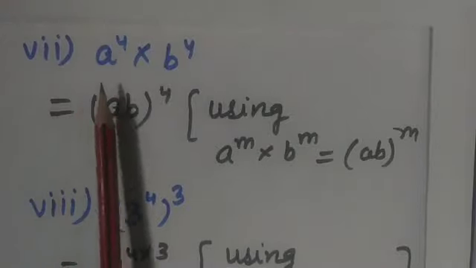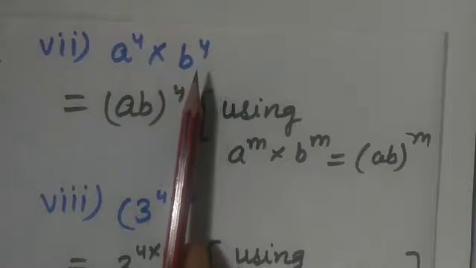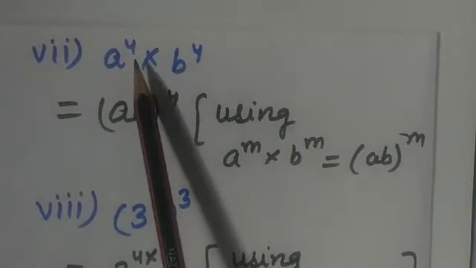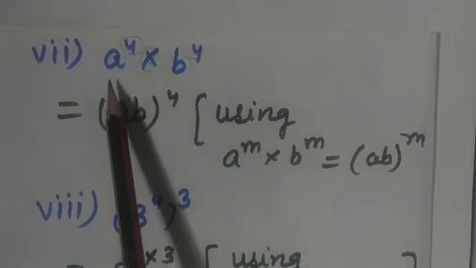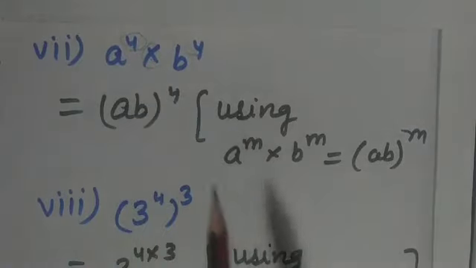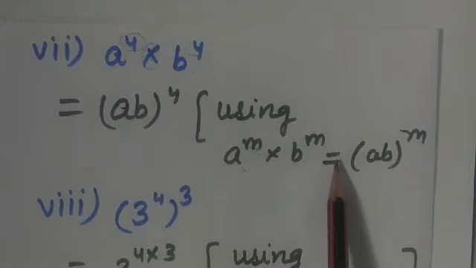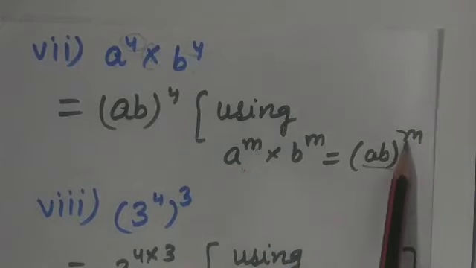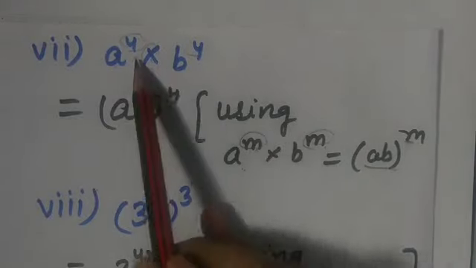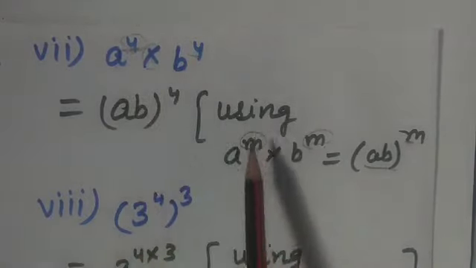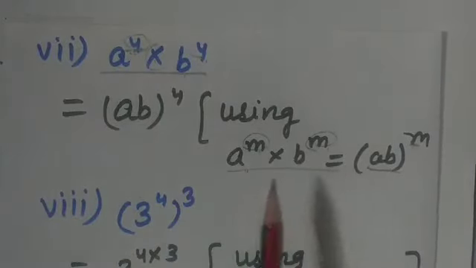Part number 7 we have is a raised to the power 4 into b raised to the power 4. Here also I am observing that the powers are same, between we have the multiplication and bases are different. So I will apply this law, a raised to the power m into b raised to the power m is equal to ab raised to the power m. Here in this law, as powers are same, so here also the powers are same. So I can compare this given expression with this law.